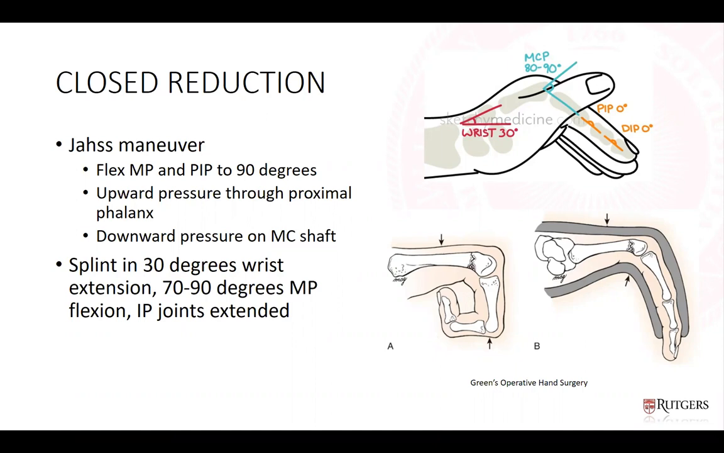Splinting is generally recommended in the intrinsic plus position, where the wrist is in 30 degrees of extension and the MP joints are flexed to 70 to 90 degrees with the IP joints extended. Although several studies have shown that functional outcomes are no different when splinting in extension versus flexion at the MP joint.